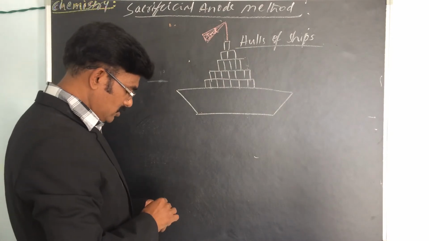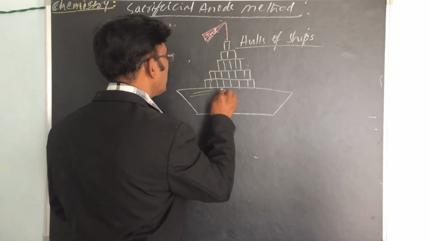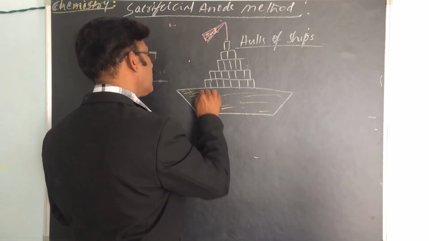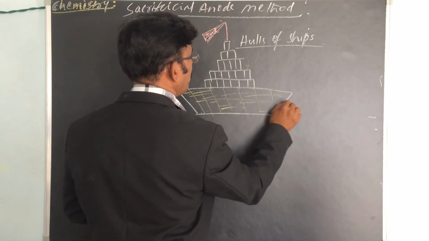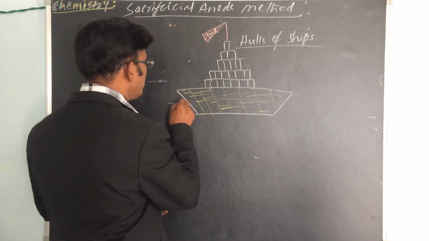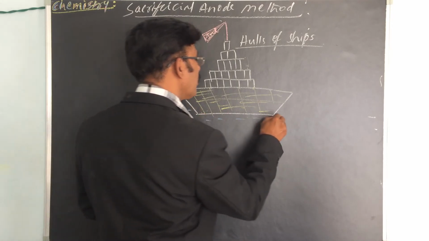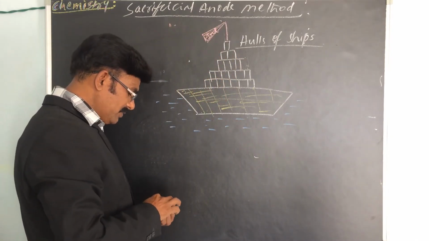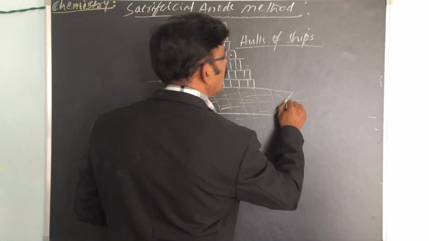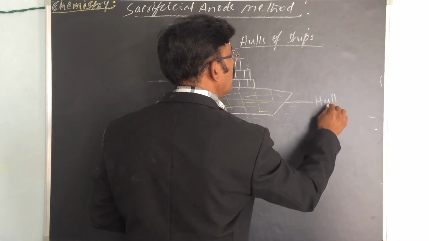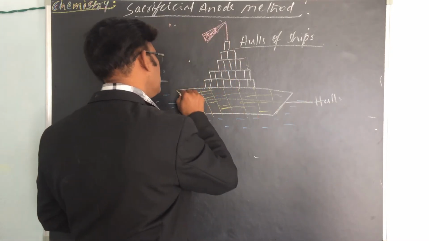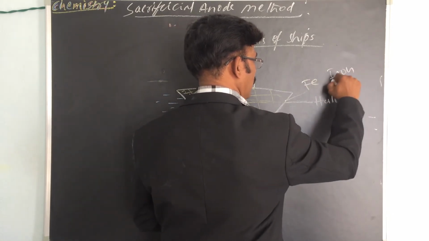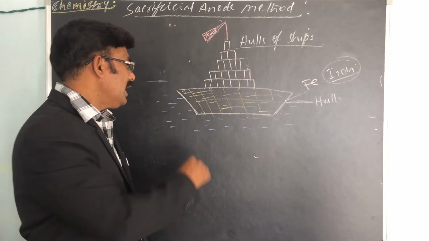The flag. So this is a big ship in the ocean. Here, this is called the hull. It is completely made of iron metal. Iron. So it is in marine water.